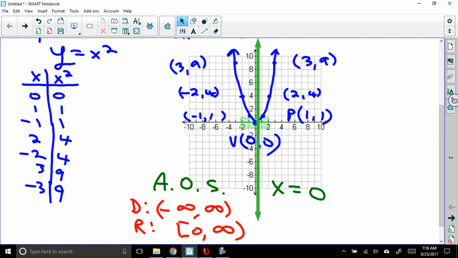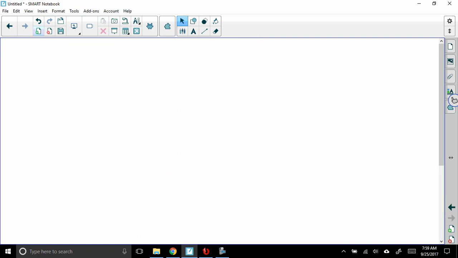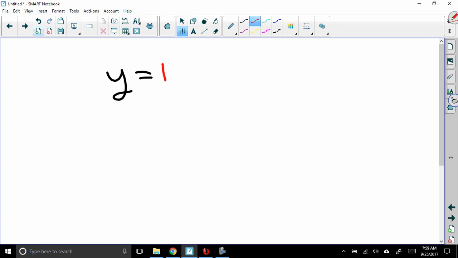So how's everybody feel about this parent function, okay? Now there are a couple things about this parent function that I need to point out. The parent function looks the way it does because the parent function is really y equals 1 times the quantity x minus 0, the quantity squared plus 0. Oh, is this like that implicit thing that you talked about the other week, Mr. Minnick? Yes, it is.